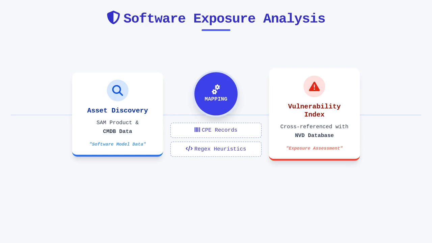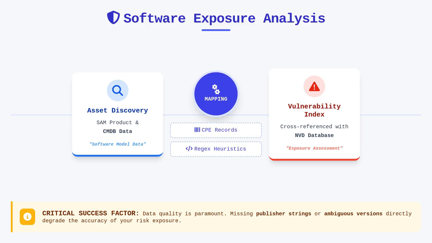If the installation records do not contain a standardized CPE string, the system must employ pattern matching or regex-based heuristics to identify relevant vulnerabilities. This is why the quality of your discovery data is paramount, as a missing publisher string or an ambiguous version sequence will directly impact the accuracy of your exposure assessment.